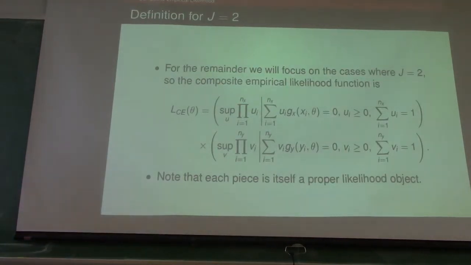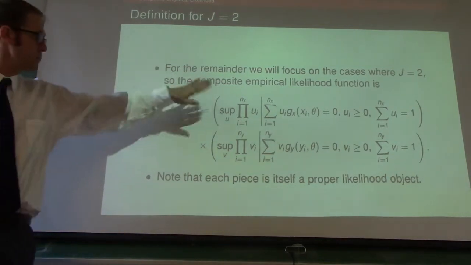So I'm just going to focus on this two-piece composite empirical likelihood. I will say that once we got the theory worked out for the two pieces, extending to a general J case is actually real easy. But I think with the two, it's just a lot easier to see what's going on step by step.